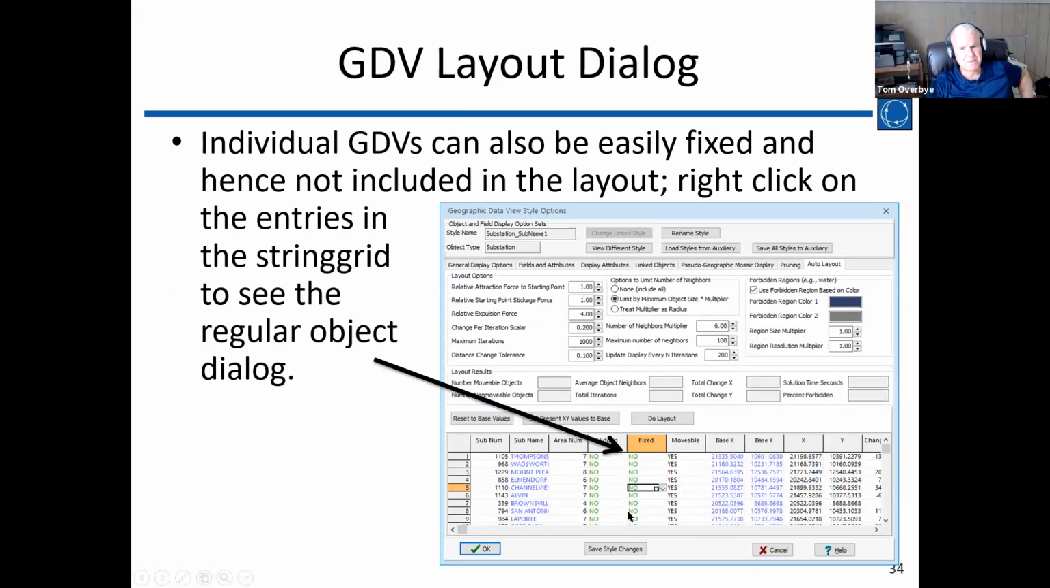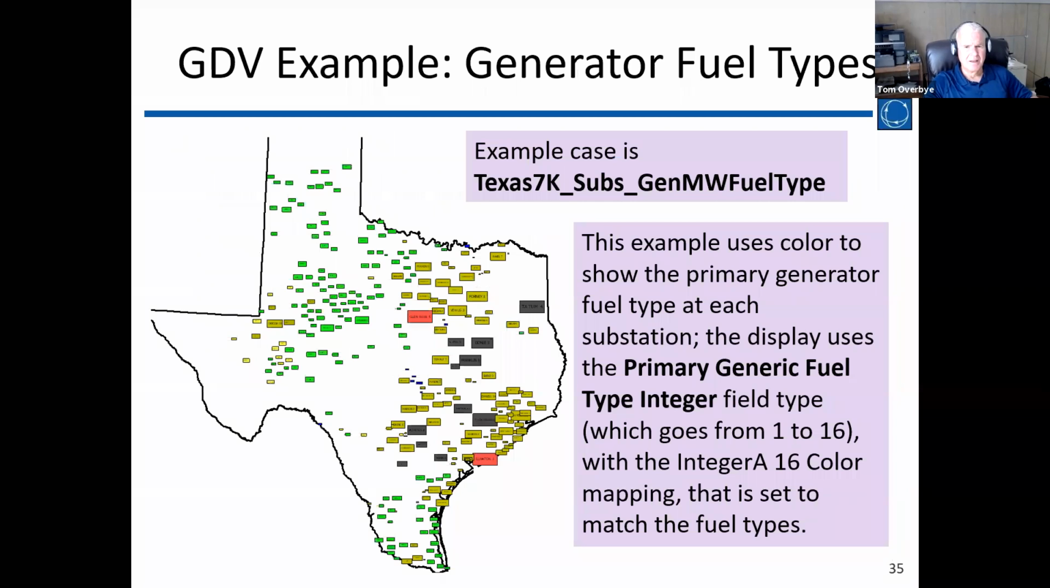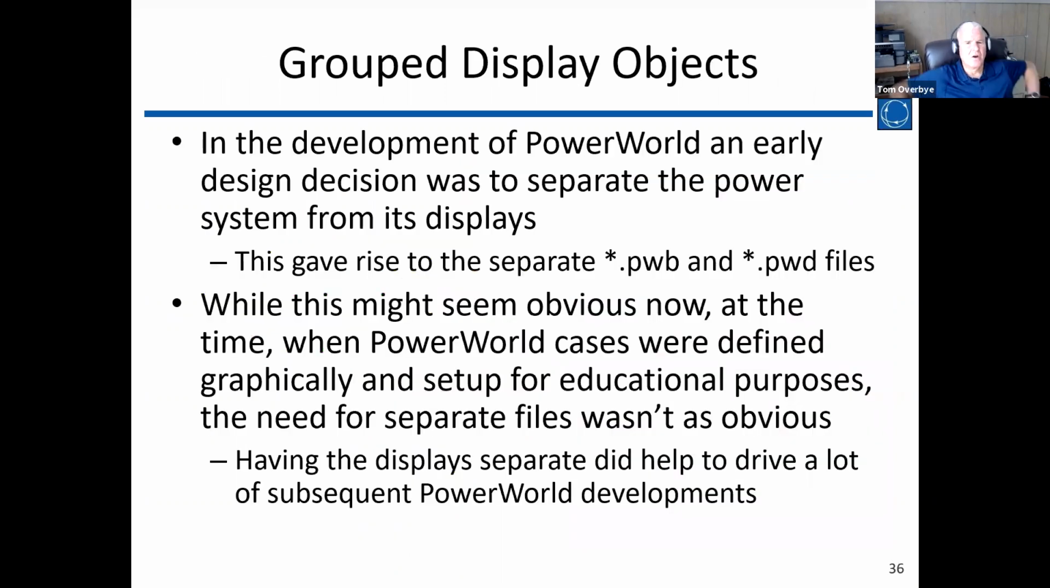Okay, and then there's options. If you want some to stay fixed, then they kind of act as fixed points, and you can kind of move the other ones around those. That's an example with the fuel types that I went through before, just kind of showing the fuel types with the layout algorithm. Okay, so that's the basic GDVs.